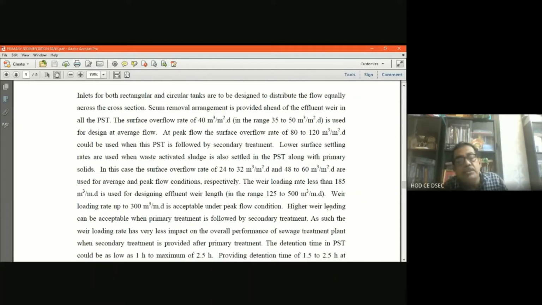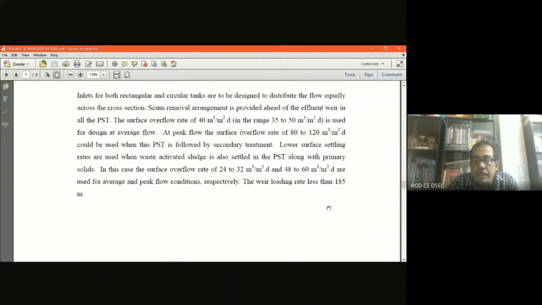That means when you go for checking your PST, the primary sedimentation tank overflow rate against the peak flow, you must check whether it exceeds 120 meter cube per meter square per day or not. This is the significance of these things that I am going to tell. Now, the surface overflow rate, as I have told you, is generally 40 meter cube per meter square per day.